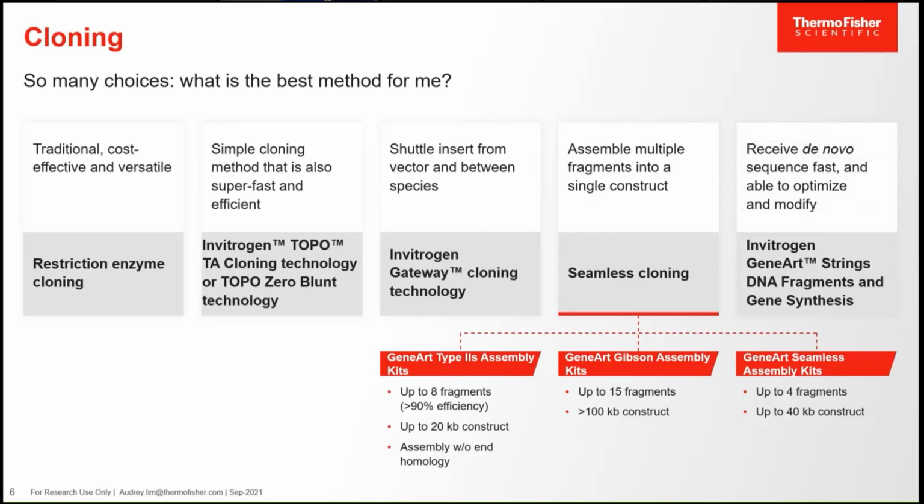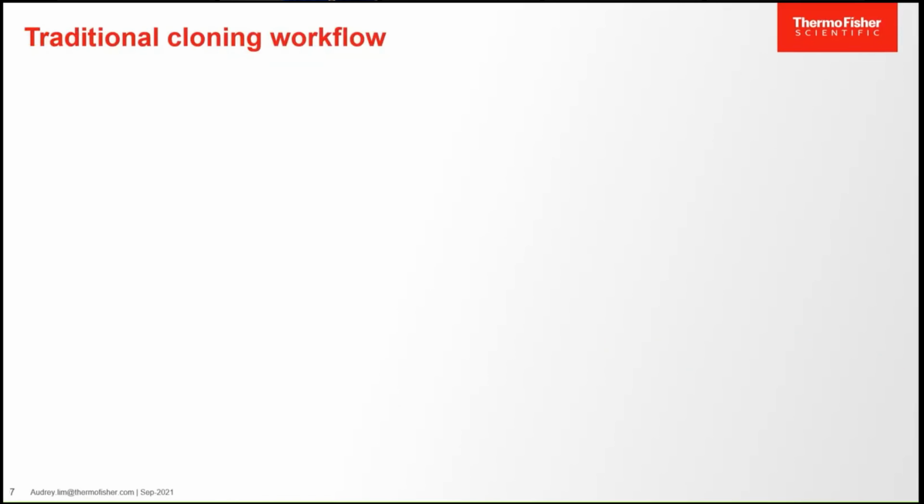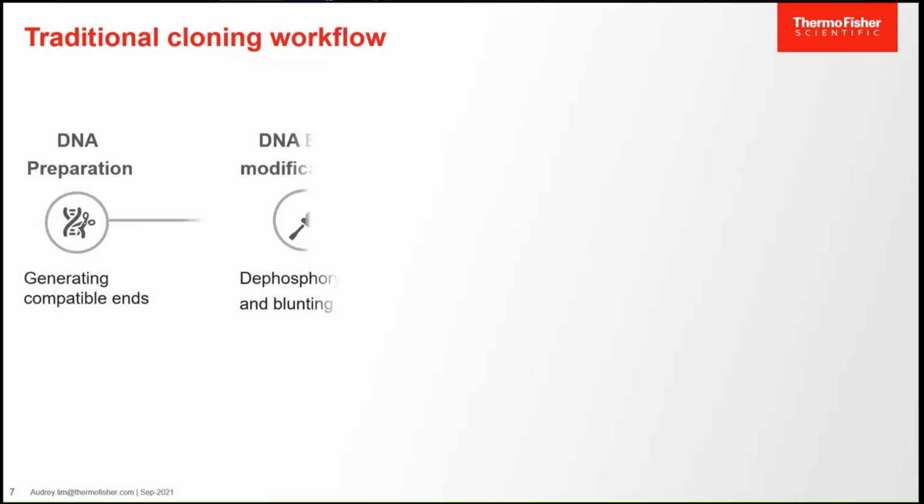Of course, for today, we'll focus on going back to the basics with the traditional restriction enzyme cloning method. Okay, let's dive in more. The traditional cloning workflow usually begins with restriction enzyme digestion to generate compatible ends between the insert and the vector. Then DNA end modification, such as dephosphorylation and blunting, may be necessary following the restriction enzyme digestion.